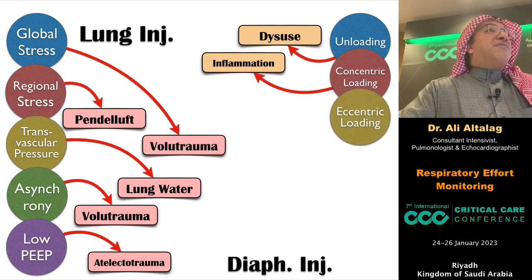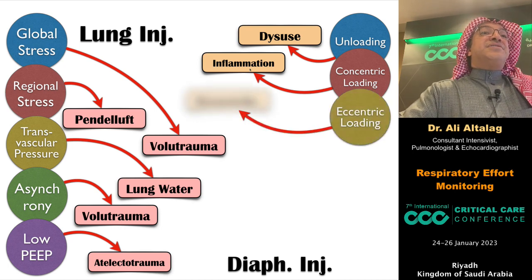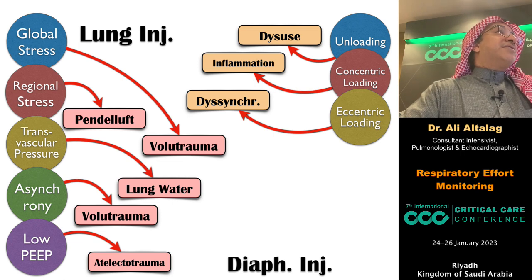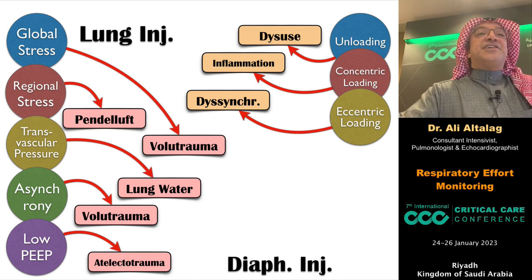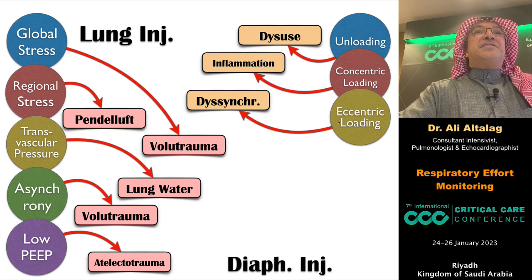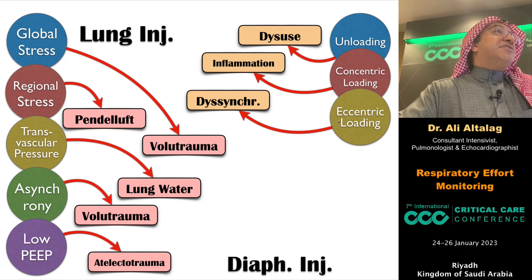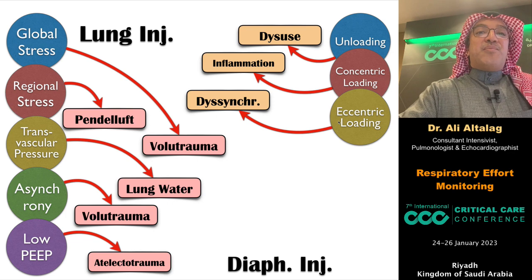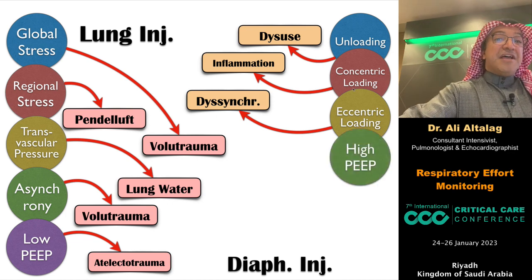An eccentric form of loading can happen with asynchrony. This asynchrony happens a lot during assisted ventilation. And what I mean by eccentric loading is when the diaphragm contracts where it should relax, or vice versa. So there will be double triggering, reverse triggering, and this could be even more injurious to the diaphragm than concentric loading.